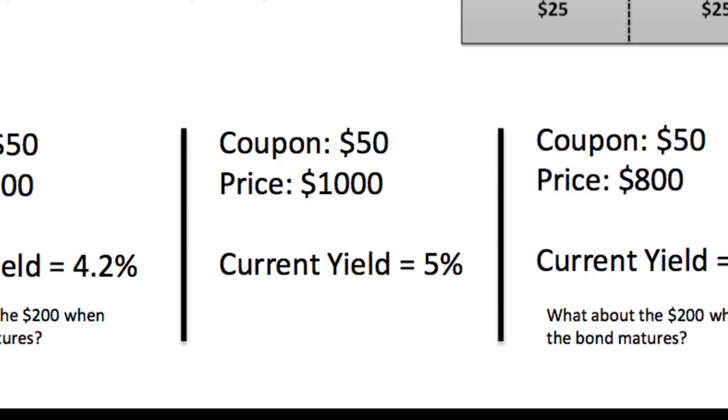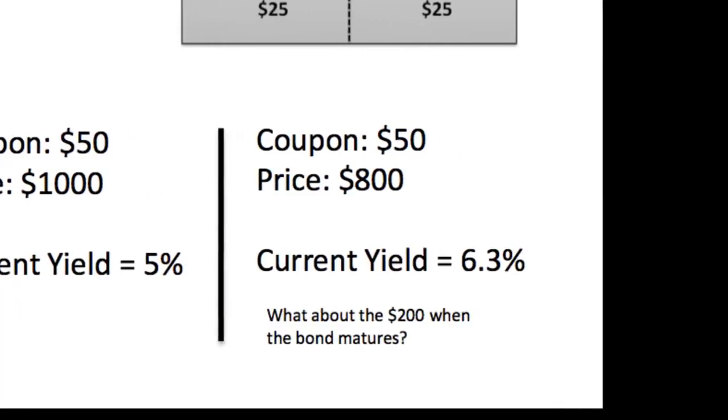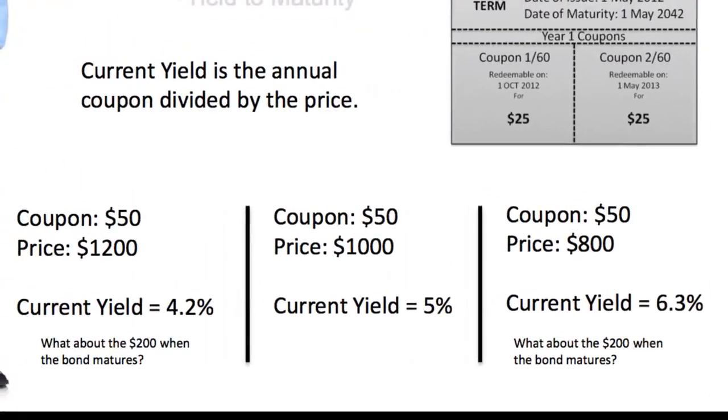Now, if we talk about a bond that he's purchasing at a discount, let's say $800, you can see that the current yield goes up to 6.3%. So in this example, we're talking about the same exact bond, no difference in the bond, just the price at which he's buying that bond at and how that price is affecting the yield. Now, the problem with the current yield, which you're going to find out later, is that it doesn't account for the amount of money that you lose or gain whenever the bond matures.